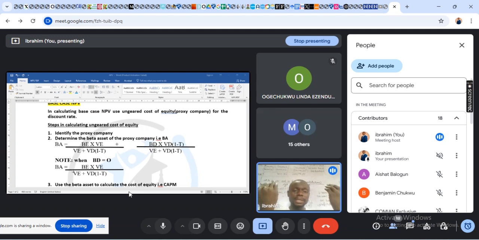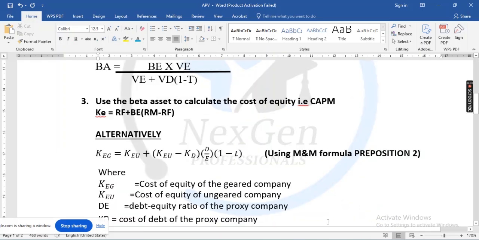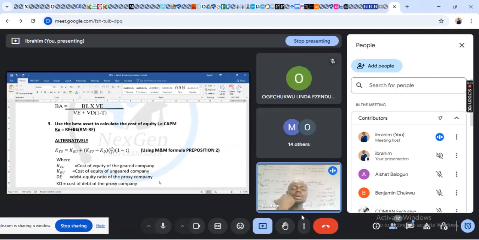So when you want to determine the beta asset, this is what you will use. But after calculating the beta asset under the risk adjusted cost of capital, you are expected to regear. But in this case, you don't have to regear. Do you know why? Because you want to determine the cost of equity of the ungeared company, which is the proxy company. So you don't need any elements of the main company.